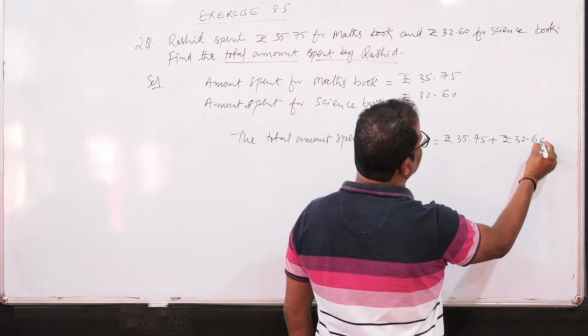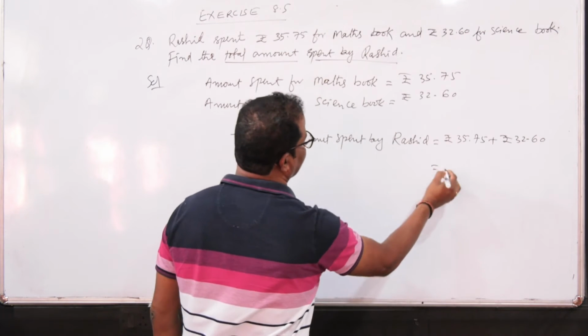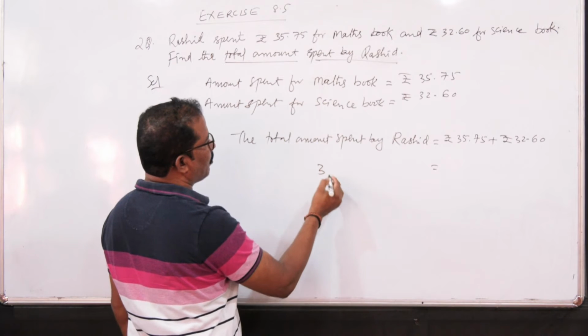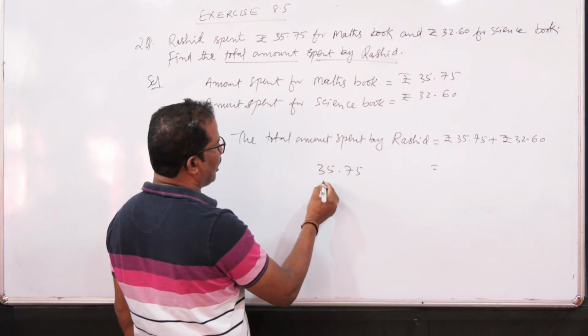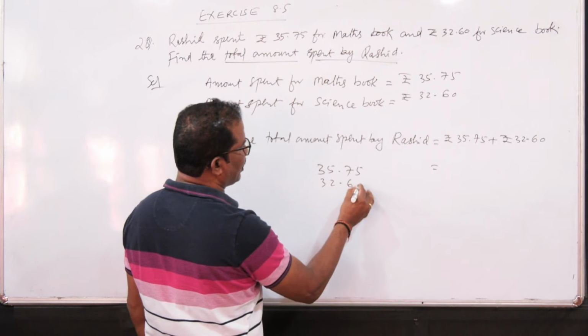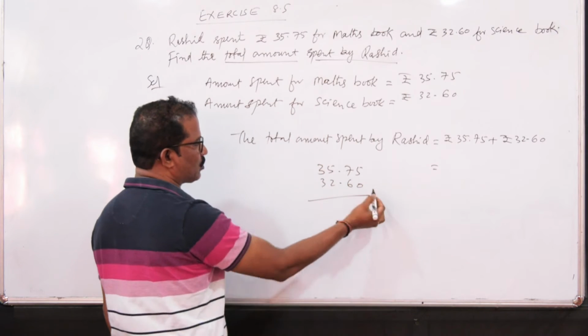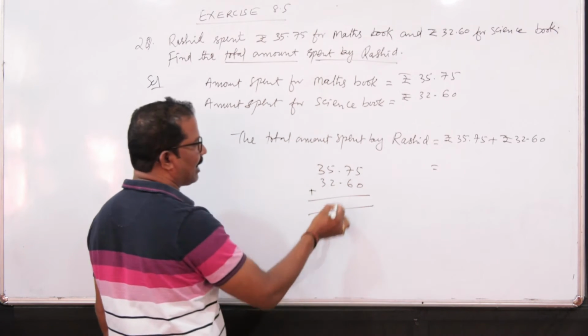32 rupees 60 paise only. So we can add like this. First we have to convert into decimals, but in this case both the amounts are in decimals only, because after the decimal there are 2 places only. So directly we can write and add here.